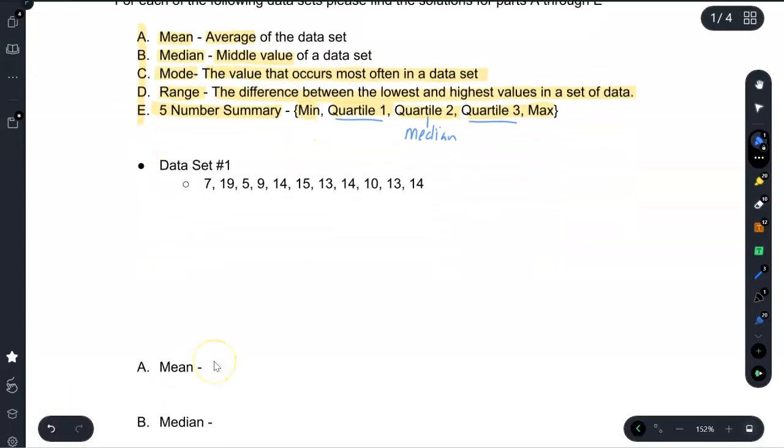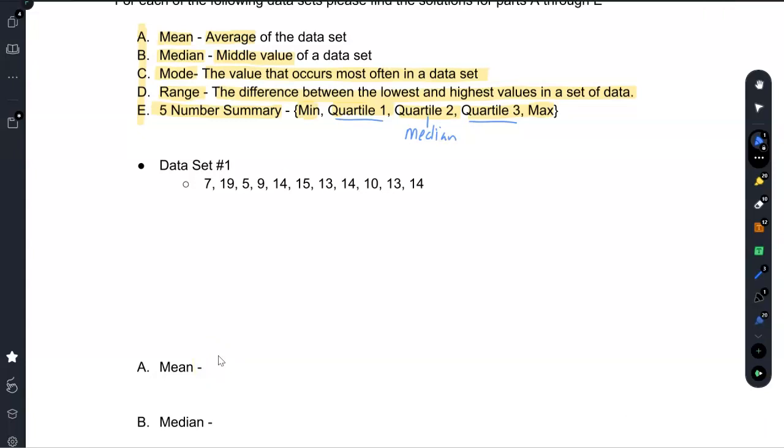Okay, so let's look at this first data set. When you're given a data set, the most important thing is that you rearrange it. So that's what I suggest that all my students do. Rearrange it. I prefer to go from least to greatest, but you could go from greatest to least, but I'm going to do least to greatest.